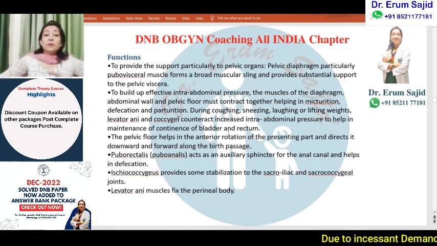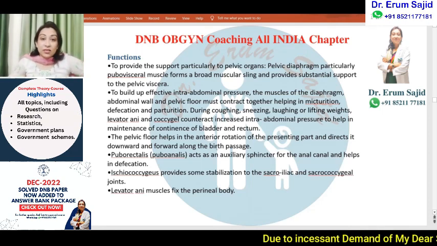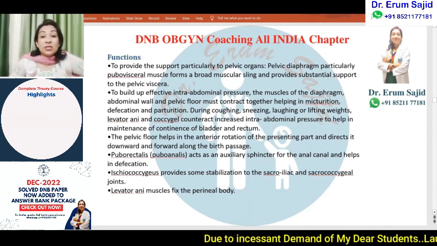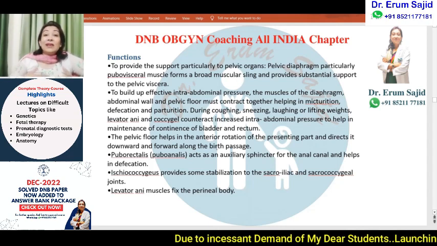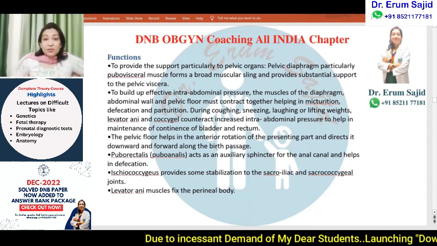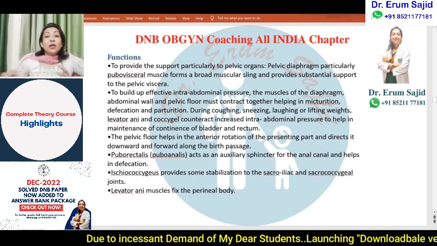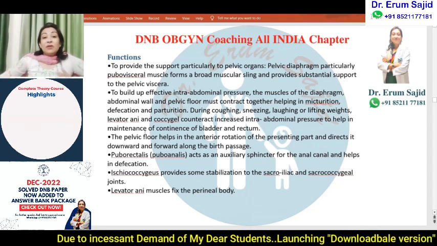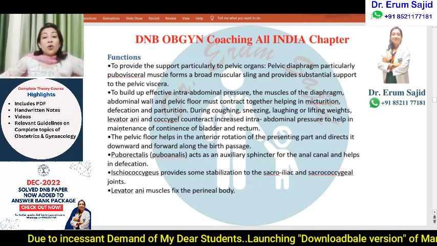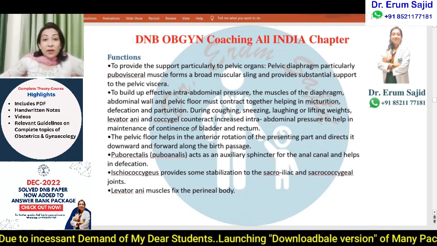Pelvic diaphragm, I've spoken about it enough, I think, as far as holding for micturition is concerned, holding for defecation is concerned, parturition is concerned. When you're coughing, lifting heavy weights, sneezing, it helps with the abdominal pressure in such a way that you do not inadvertently defecate or micturate. And it's of course the most important aspect of childbirth.